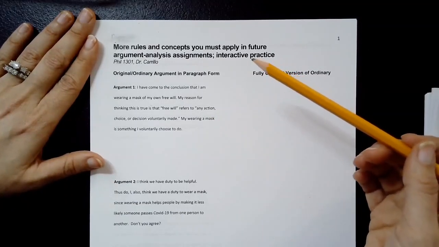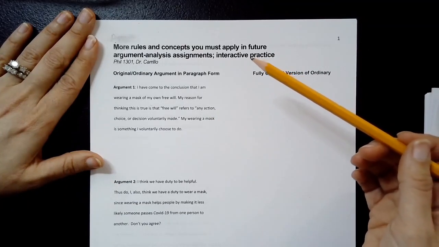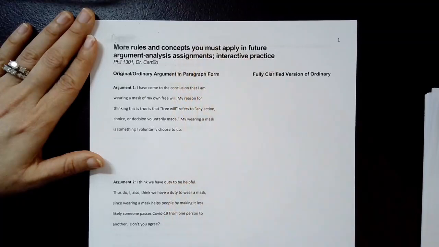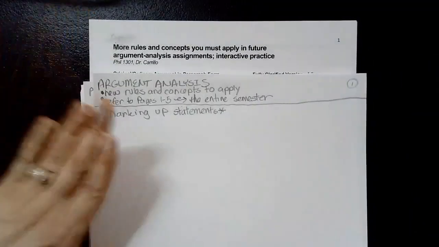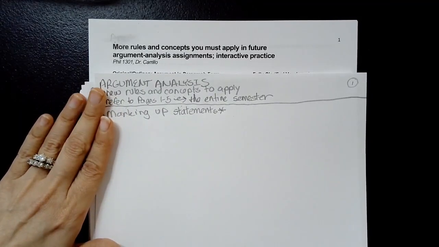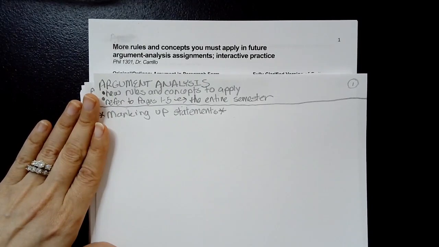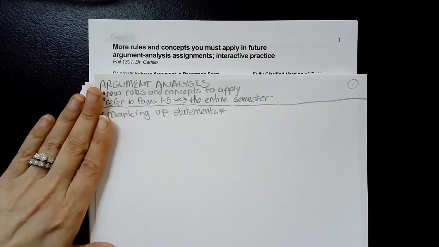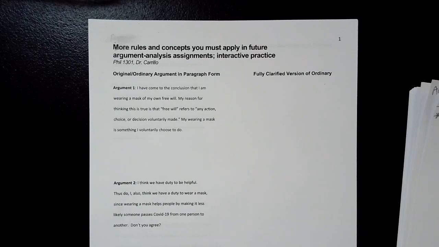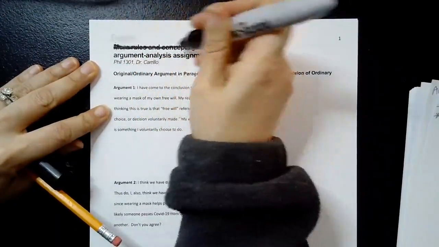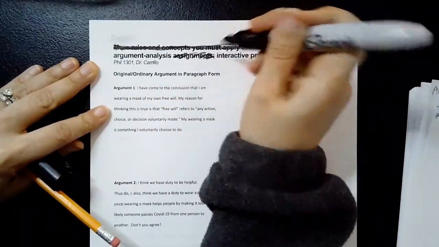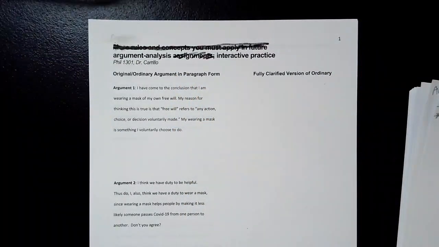Now, since creating this document, I realized that I would like a different title. This says more rules and concepts you must apply in the future argument analysis assignments. But the additional rules and concepts that I present to you that go along with what you learned in the soft talk module on argument are actually here in handwriting on pages 1 through 5 of this document. So what I'd like for you to do is to cross out this part. So they just have argument analysis, interactive practice, okay?